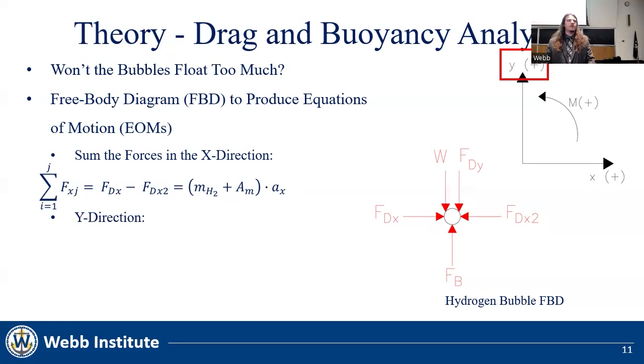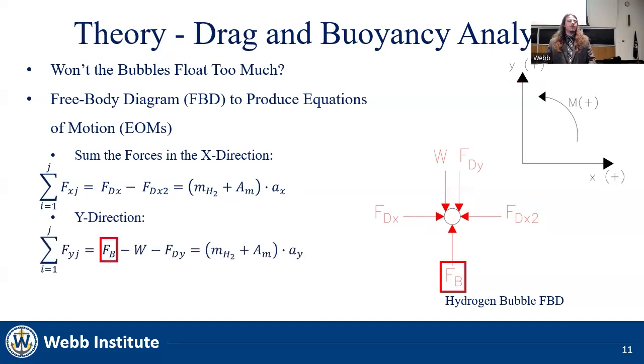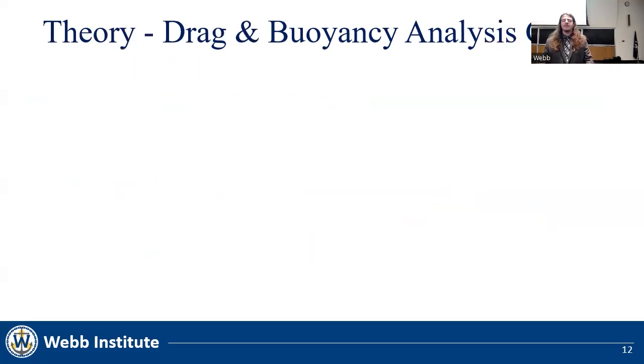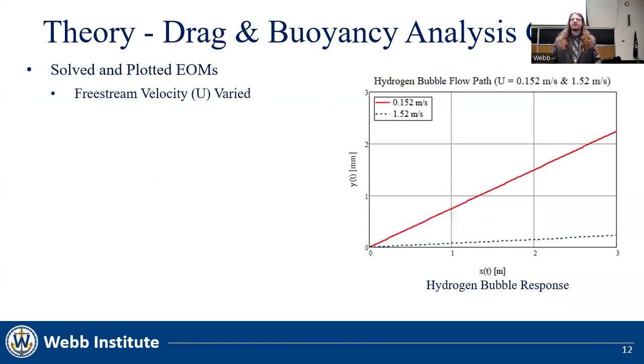Similarly, summing the forces in the y direction produced the buoyant force, the weight of the hydrogen bubble, and the induced drag due to vertical motion. These once again summed to equal the mass of the bubble and its added mass, this time times the acceleration in the y direction. By solving and plotting these equations of motion, with the free stream velocity u varied between 0.152 and 1.52 meters per second, and other variables such as the bubble diameter kept constant, I was able to produce the plot on the right.